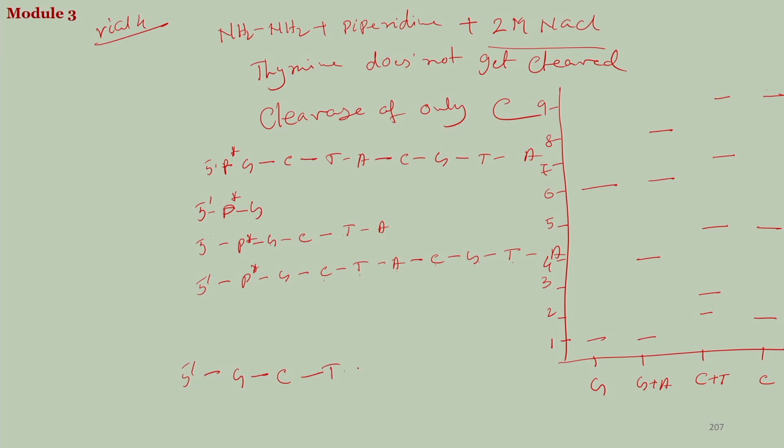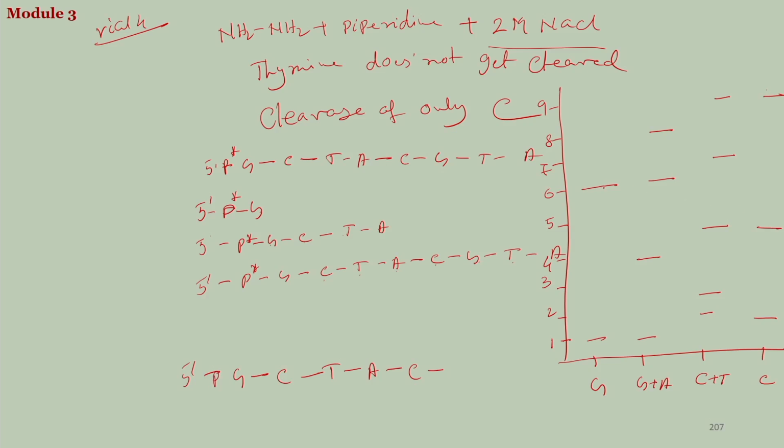Fourth is G plus A, but there is nothing in G. So, this is A. Fifth is C plus T, and it is present in C. So, this has to be C. Counting with the phosphate, this is 6.